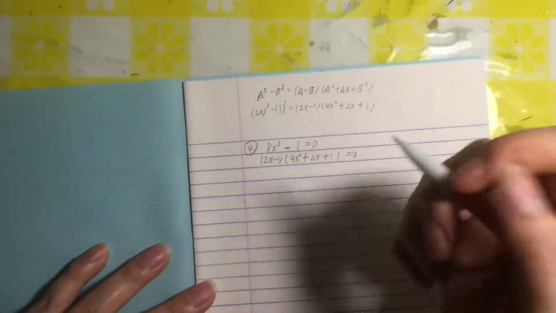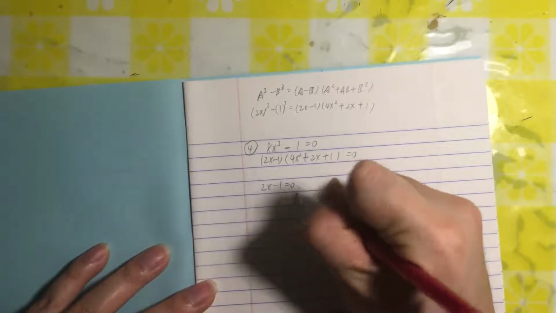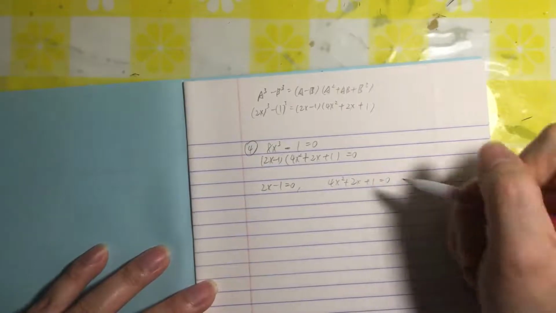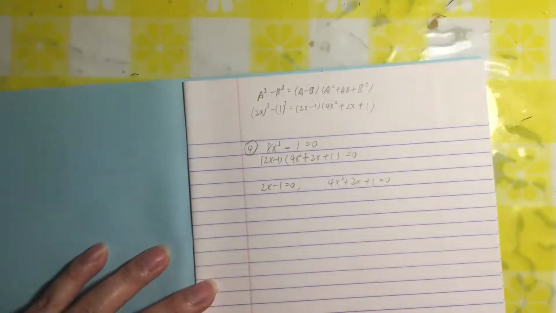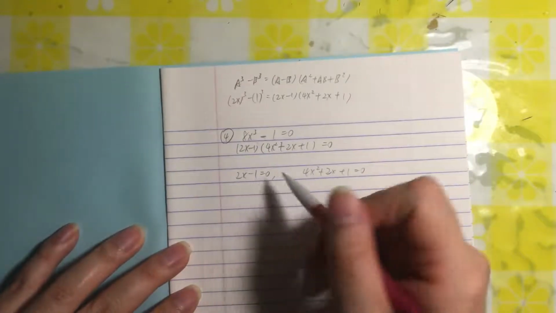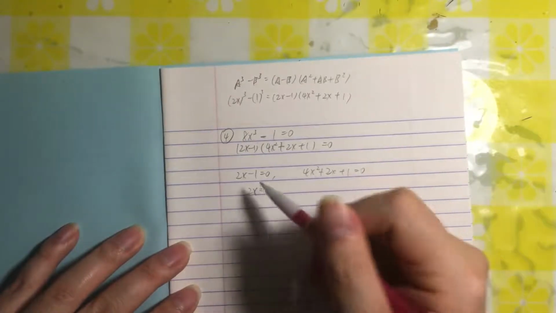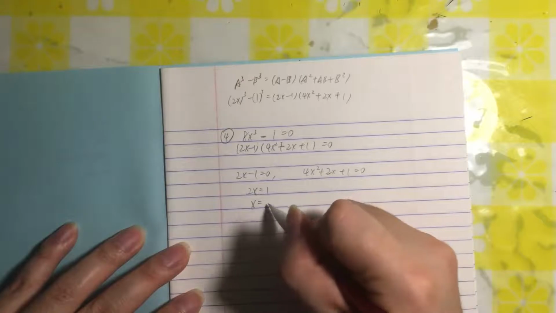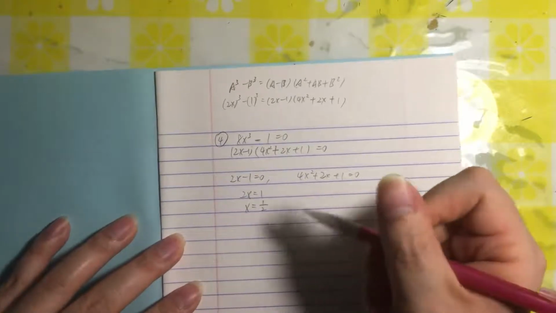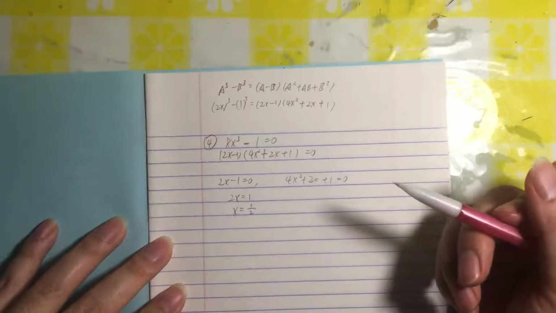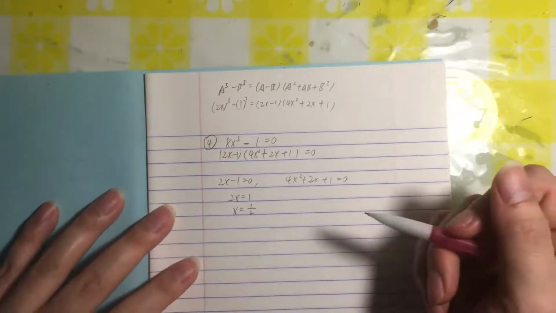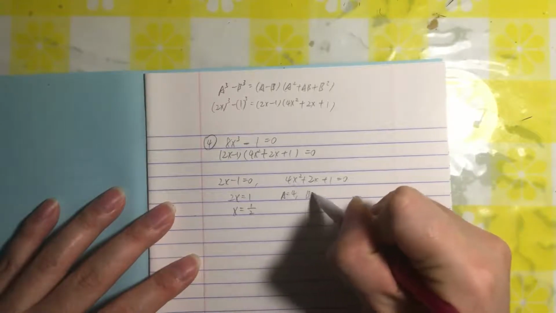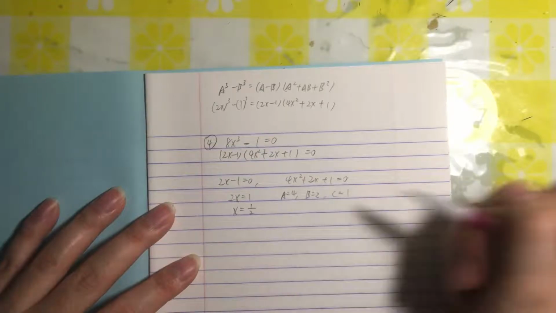Then we set both of them equal to 0. We set 2x minus 1 equal to 0, and we set 4x squared plus 2x plus 1 equal to 0. Solve both equations individually. For the first equation, I can first of all add 1 to both sides. Make 2x equal to 1. And then I can divide both sides by 2. If I divide both sides by 2, x is half. For the second equation, this is a quadratic equation. We can try to solve it using the quadratic formula. First step, try to recognize a, b, and c. Here a is 4, b is 2, c is 1.